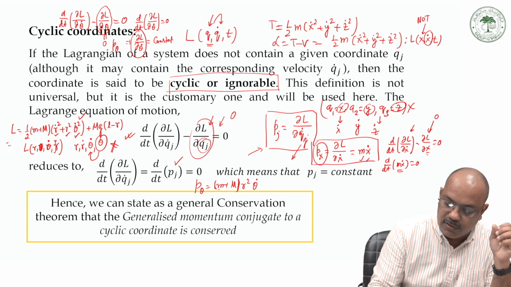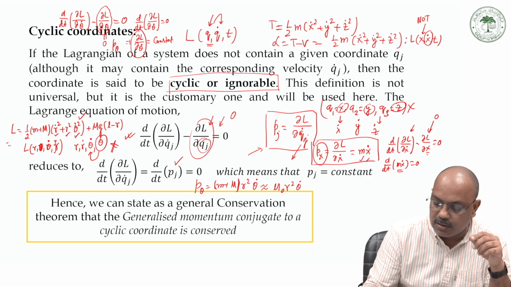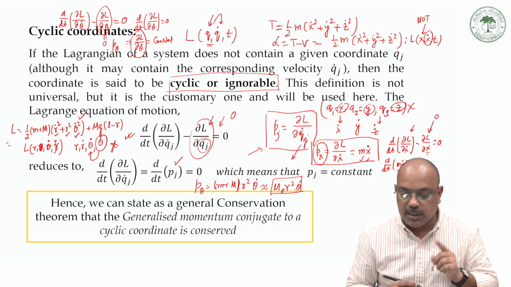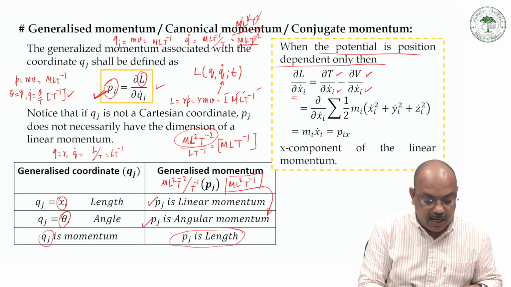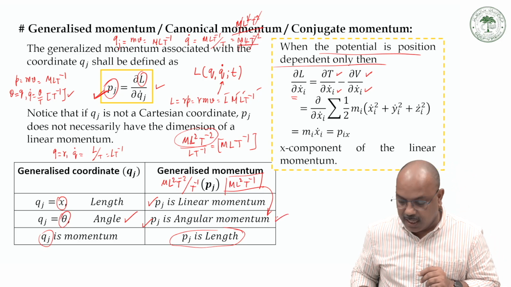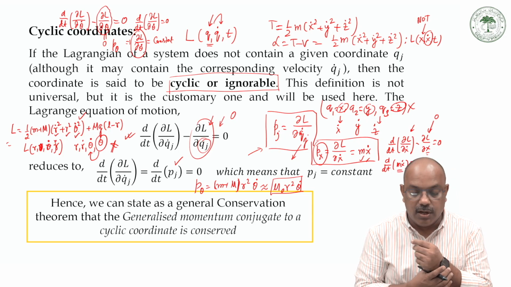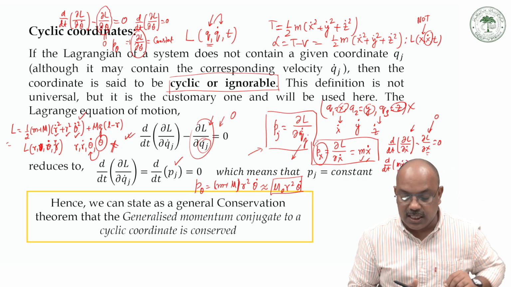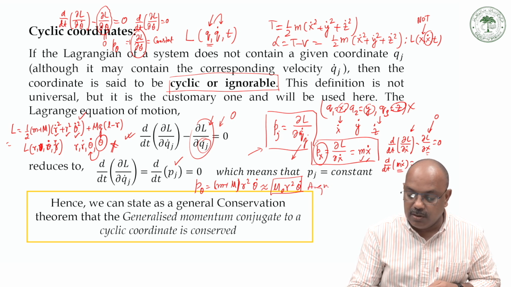Okay, so if this m plus m is some constant, some m naught, and this is r square theta dot, you see that is the angular momentum. Because if my q is an angle, then the corresponding generalized momentum is the angular momentum. So here theta is the cyclic coordinate, and the corresponding generalized momentum is going to be constant, and that is going to be the angular momentum.